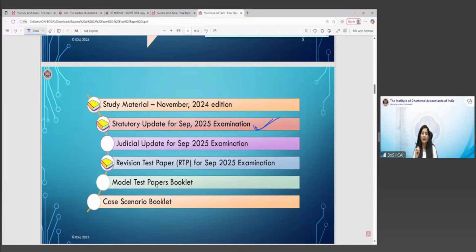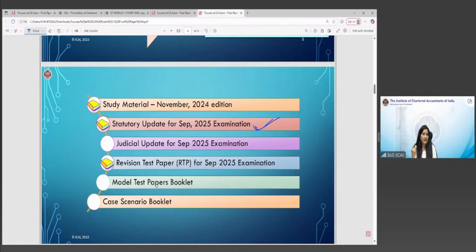Those are being covered in your stat update, which we have released separately for each examination. For the September 25 examination also, the Board of Studies has released that publication. It is always advisable that you download that publication from the website. Go through the website and download it.